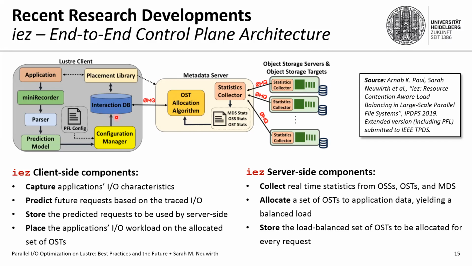The interaction database, on the other hand, can be accessed by the placement library, which is a transparent library that can be preloaded by a user application and transparently intercepts application I/O calls by using LLAPI. It creates the metadata for I/O requests and places those on the metadata server, and eventually the data will be written load balanced onto the storage targets.